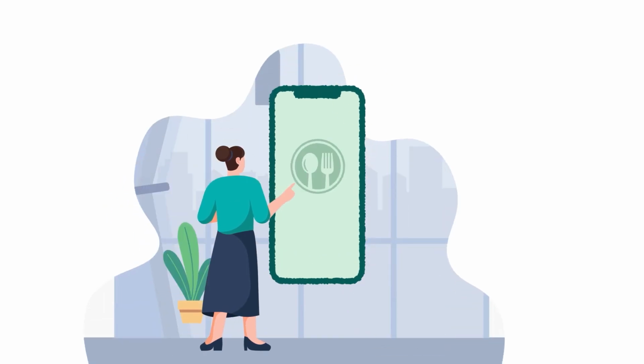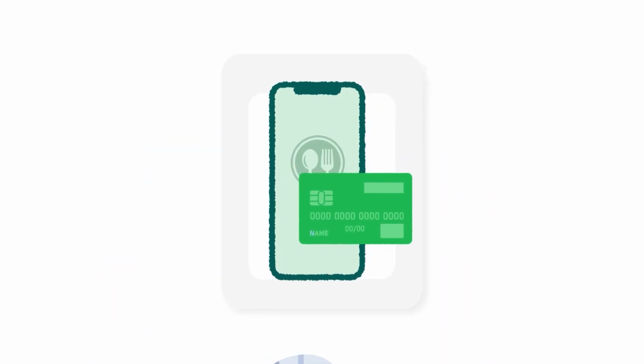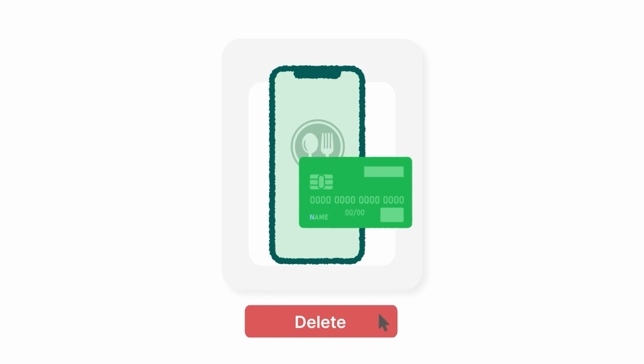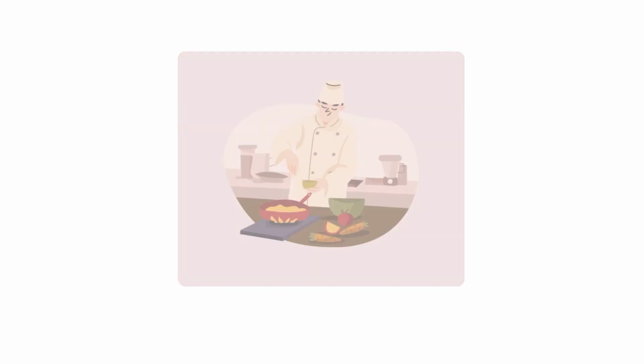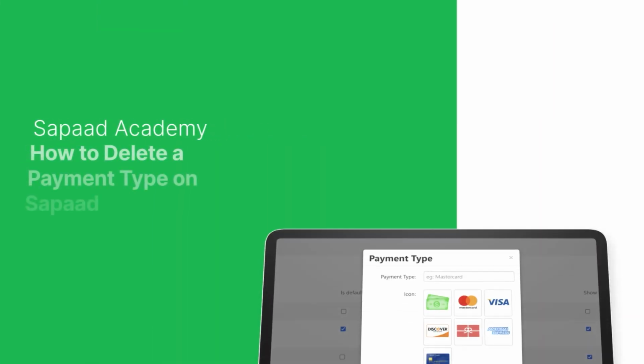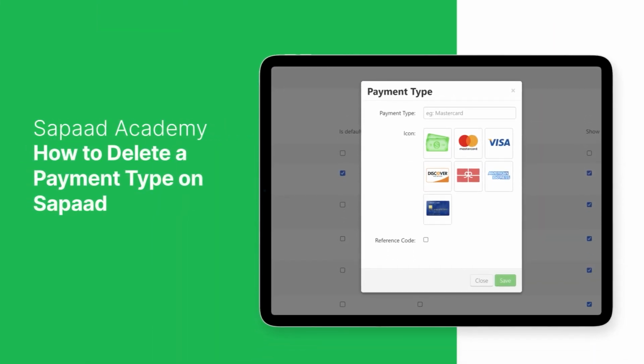If you've stopped accepting a particular payment type in your restaurant, removing it from your POS system is necessary to avoid confusing your staff and to keep your POS system intuitive. In this video, we'll learn how to delete a payment type on Sapaad.